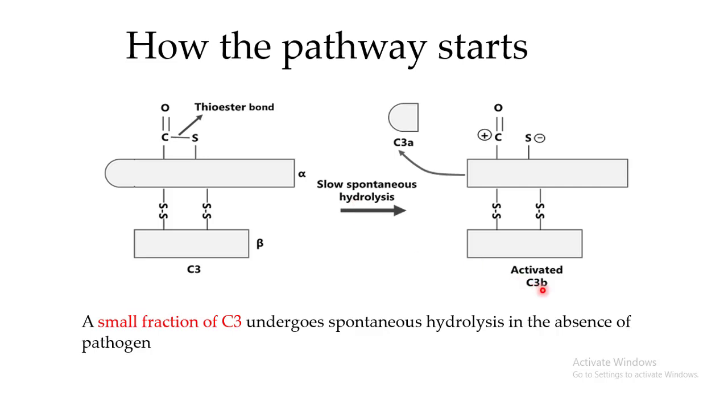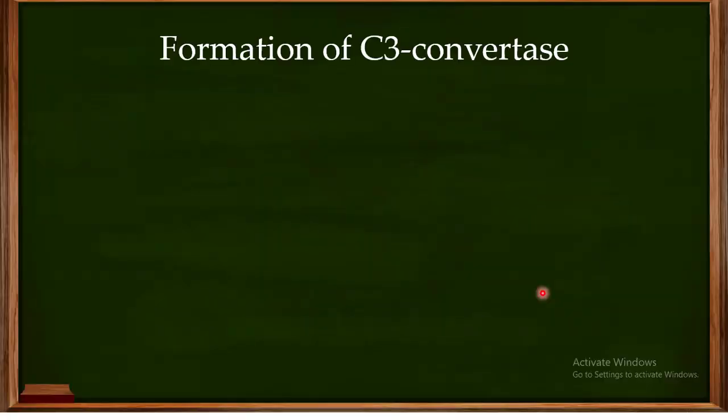And this particular C3b is not going to interact with the pathogen surface. It is not going to interact with the teichoic acid or the lipopolysaccharide or the zymosan of the fungal or yeast cell, but this is going to activate the alternative complement pathway. So let us discuss the formation of the C3 convertase. We have already seen how the C3 convertase is made in the classical pathway.